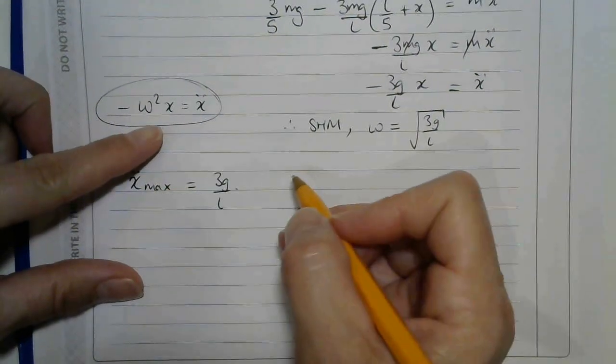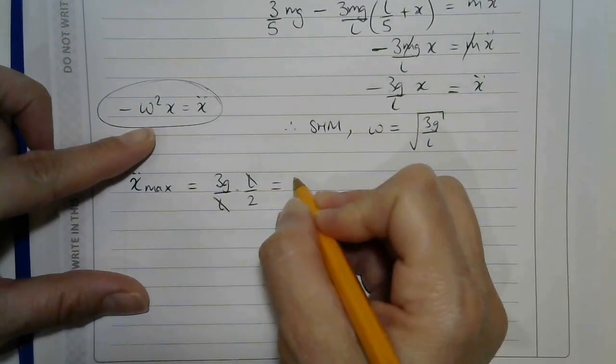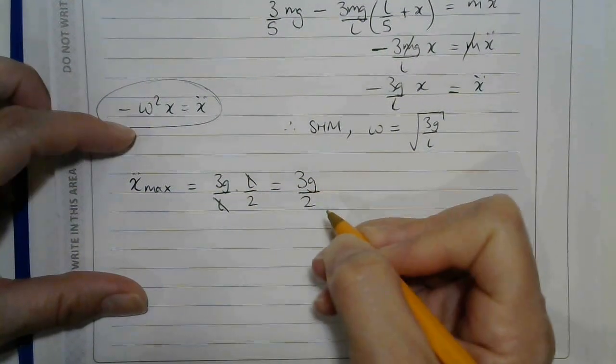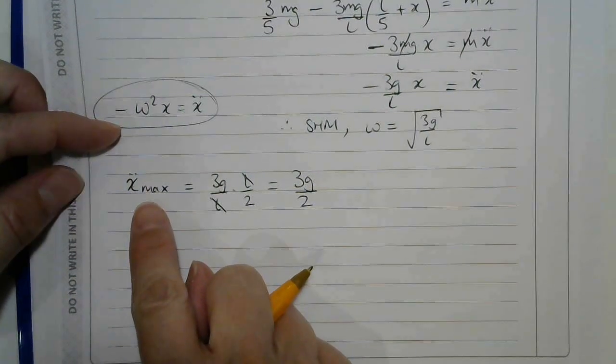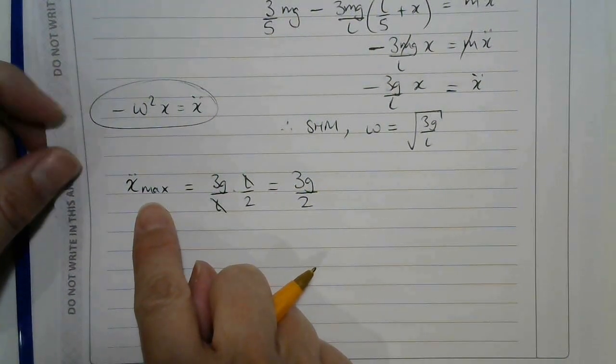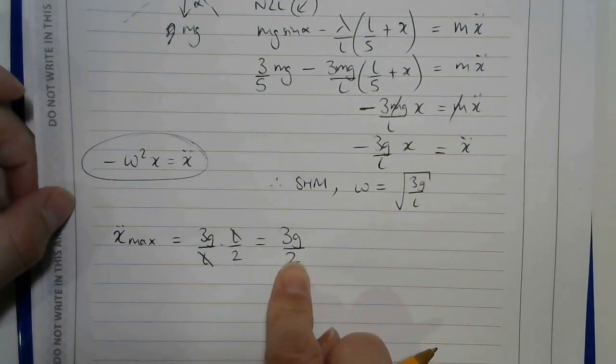Yes, and therefore the maximum value of x, here I can put L over 2. So the L's cancel, and I get 3g over 2 is the maximum acceleration that it can be. Now, here they wanted magnitude, so this has to be positive.